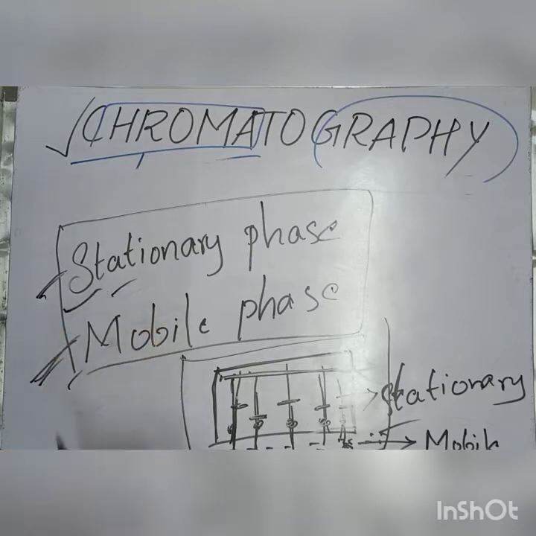So stationary phase means the phase which remains constant. Mobile phase means the solvent that moves on the stationary phase. So that is about the stationary phase and mobile phase. Now let us study about different types of chromatography in detail.